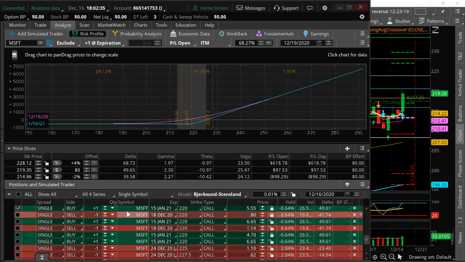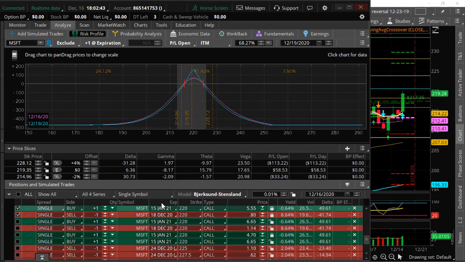So the components of the trade structure is we're long the 15 January. Today that was bought at $5.55, and at the same time as the spread, we sold the 18 December and it was at 80 cents. Okay, so that puts this spread in at 4.75.